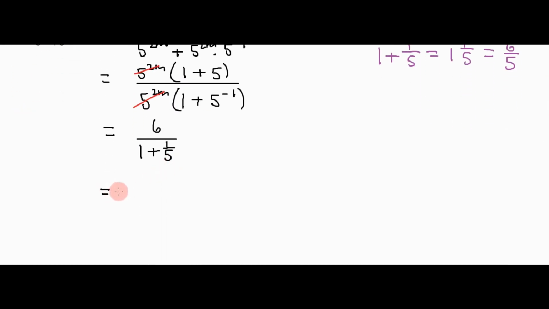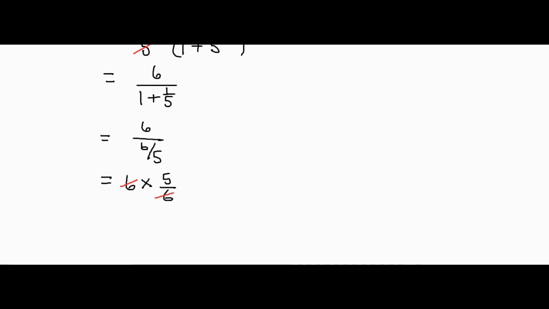So we have 6 divided by 6 over 5, which is the same as 6 times 5 over 6. Here the 6's cancel, and we're left with 5 as the final answer.